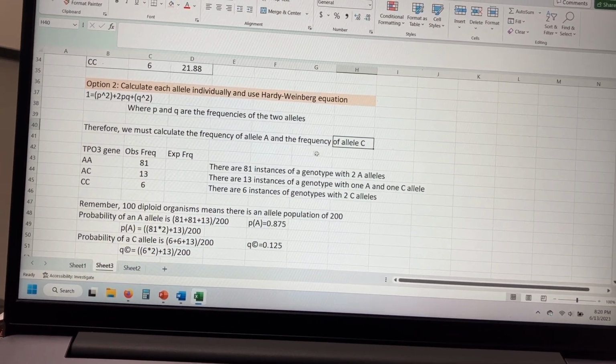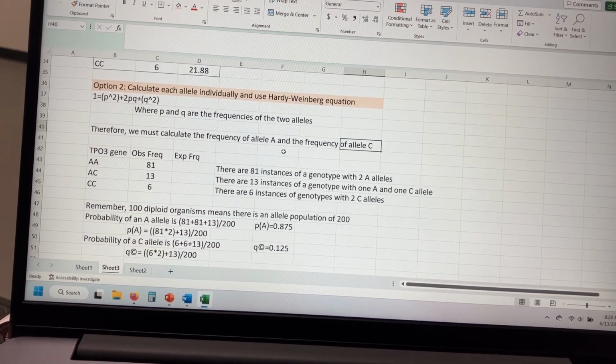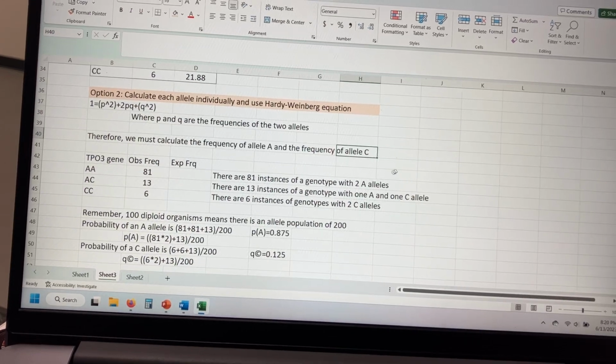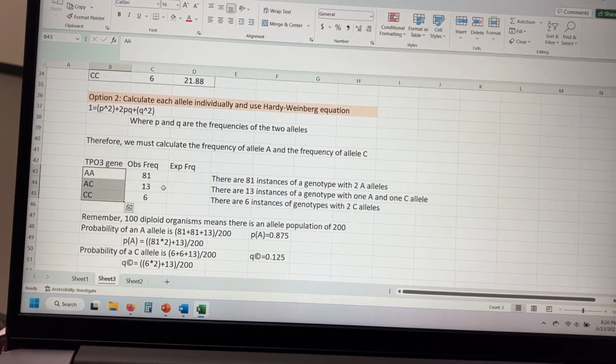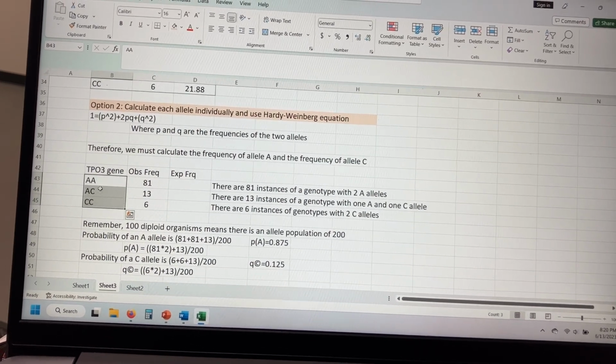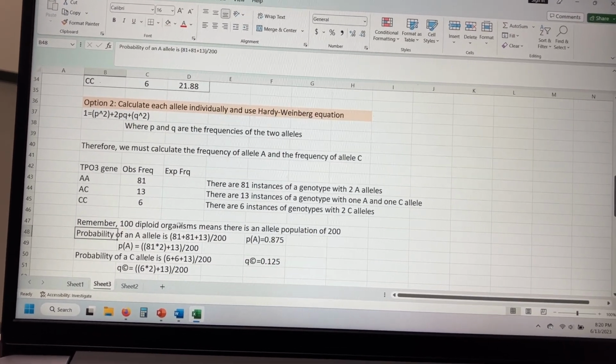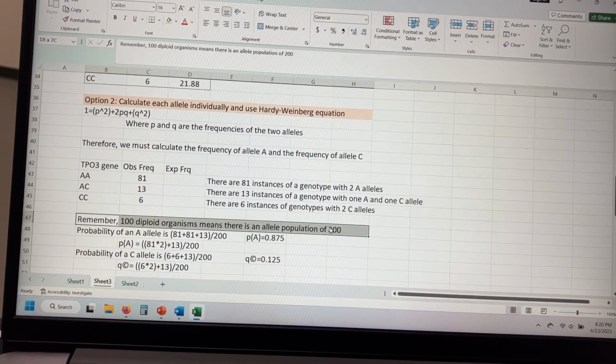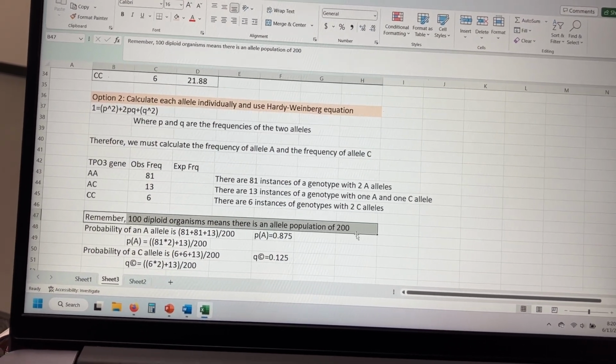In order to calculate the frequency, we would take the total instances of that allele divided by the total amount of alleles. Since each of these are diploid organisms, diploid meaning 2 copies of each gene, while we have 100 diploid organisms, we'll have an allele population of 200.